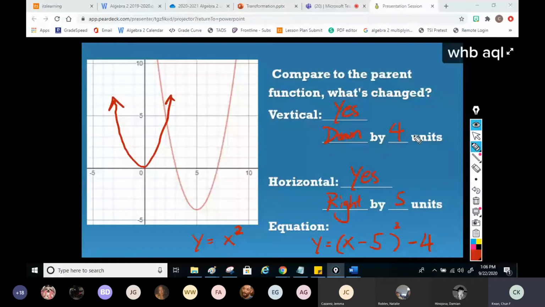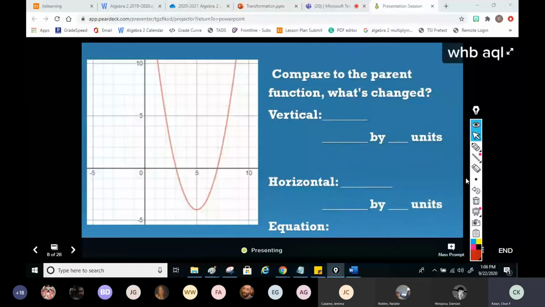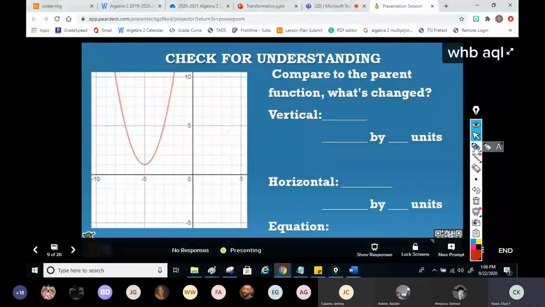All right, so that's transformation of the quadratic function, moving it up and down, left and right. So how about you guys try one of these? So right here, check your understanding.